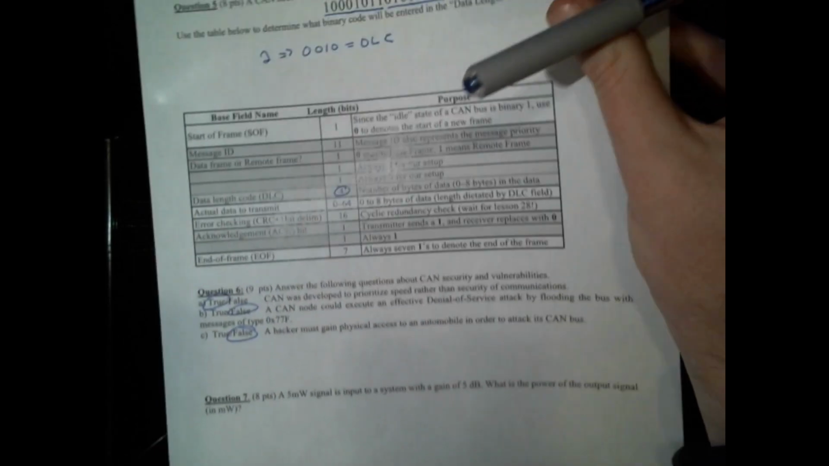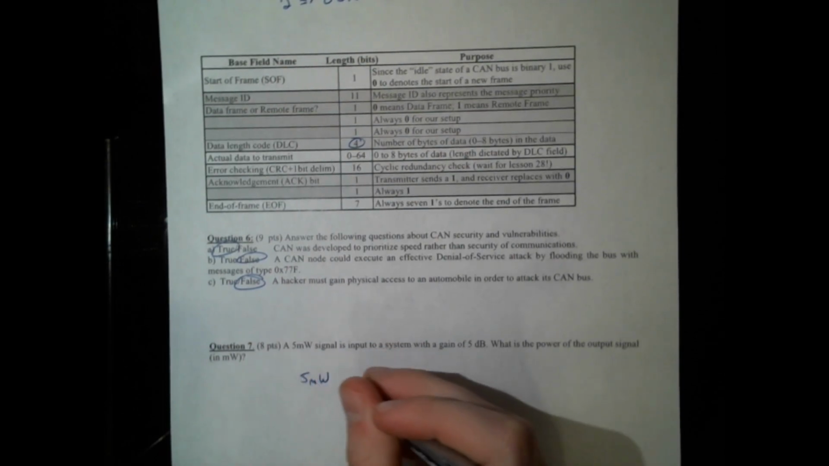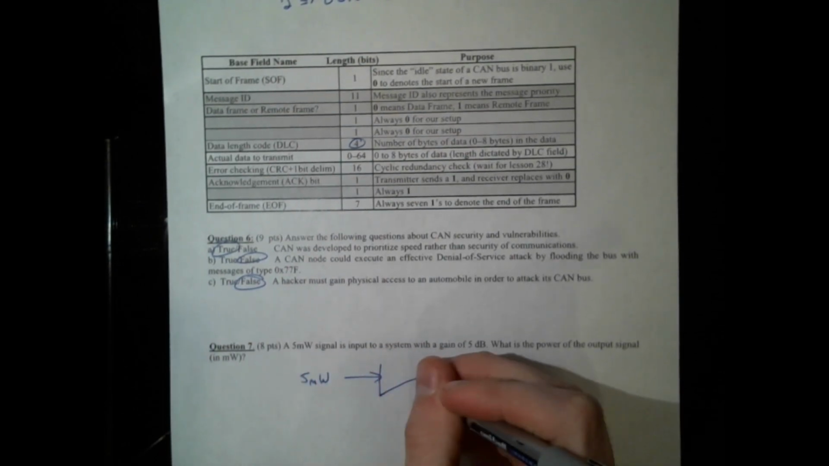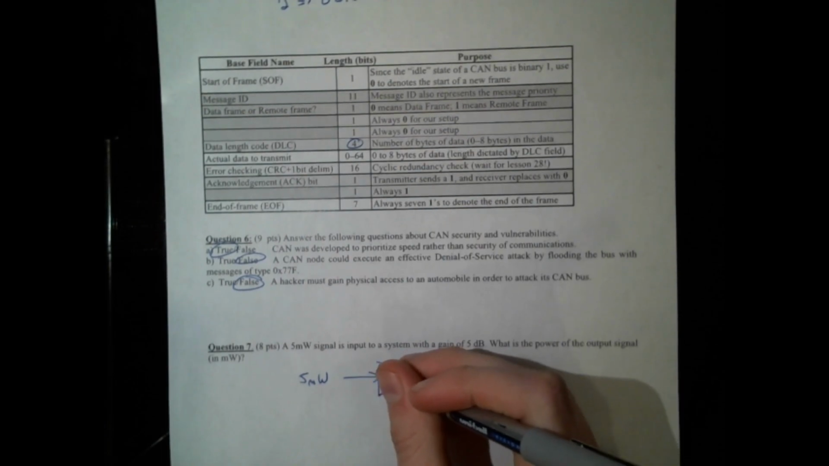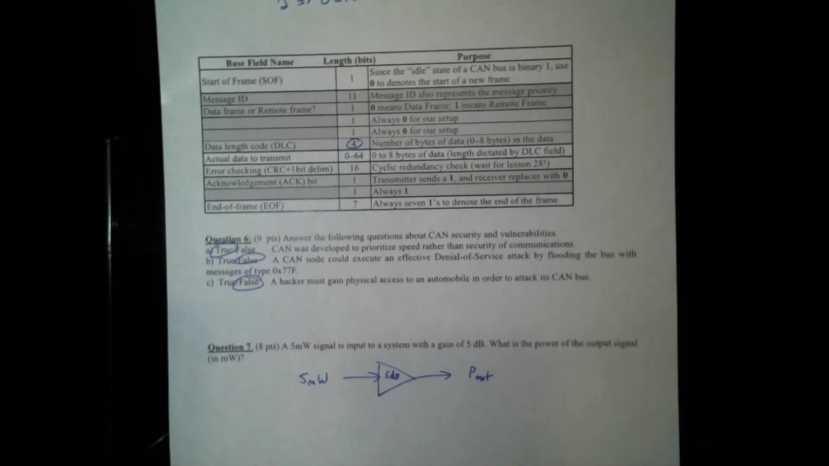Okay, on to number 7. For number 7, we're asked: a 5 milliwatt signal is input to a system with a gain of 5 decibels. What is the power of the output signal in milliwatts? So we have 5 milliwatts coming in. We're going through an amplifier of 5 dB, and we're wondering what our P out is.